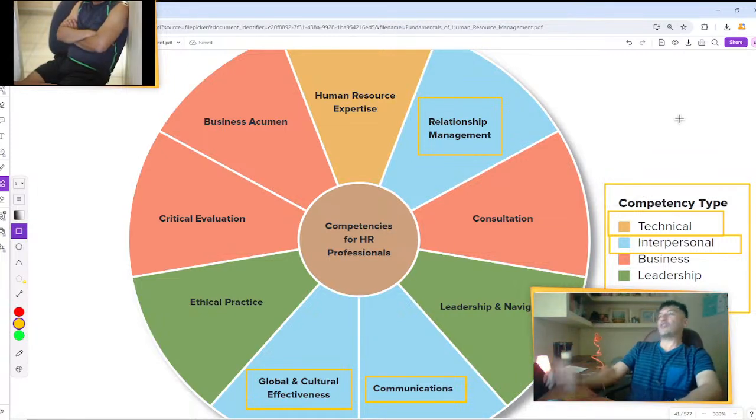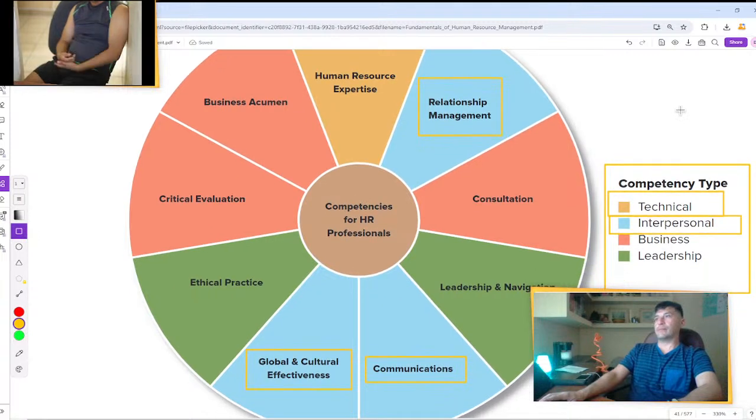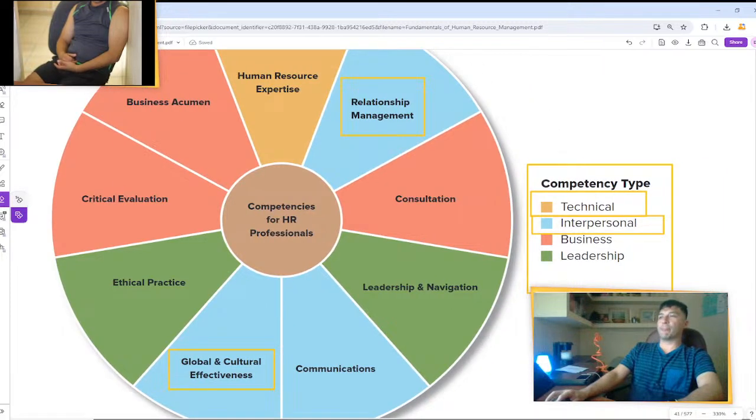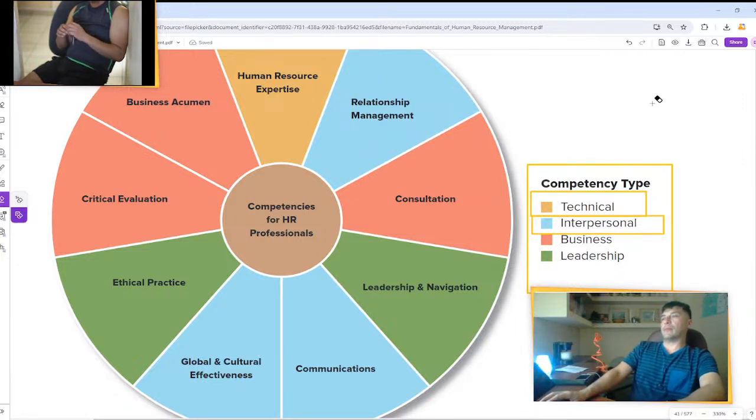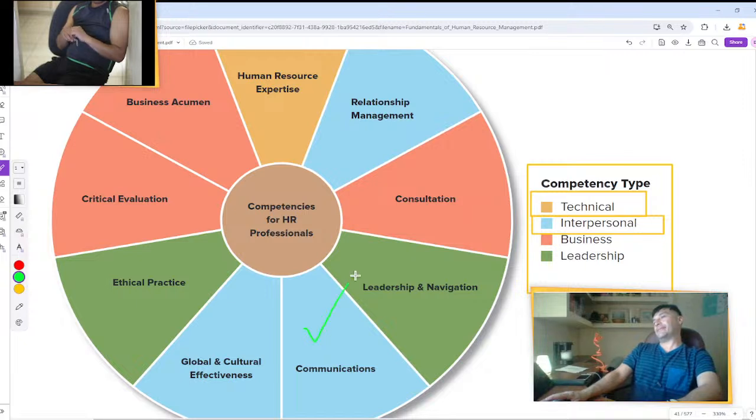So, which ones do we have under interpersonal? Communication is the one down there. Global and cultural effectiveness. Relationship management. Interpersonal competencies. So let's start with the communication. It's related with effective listening.